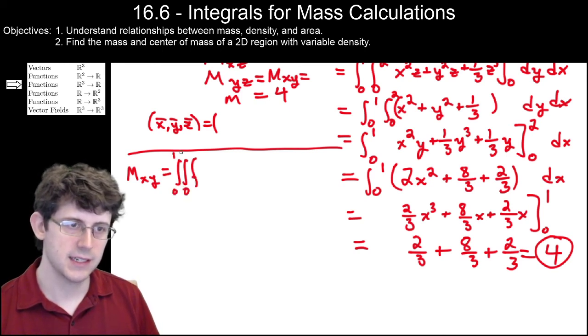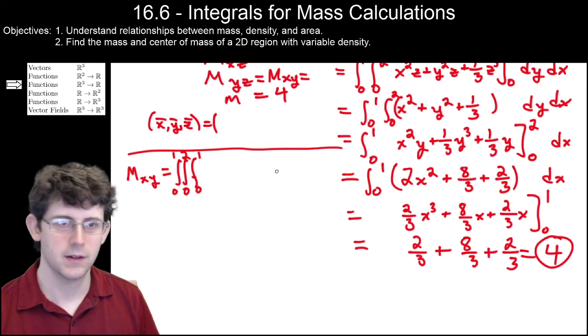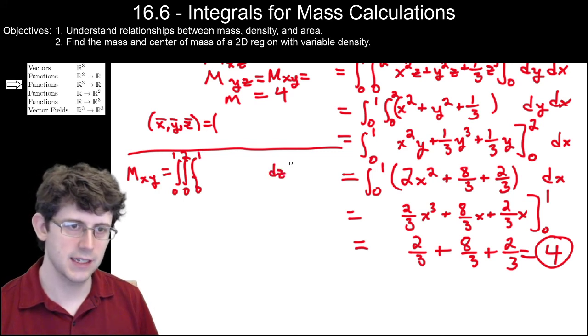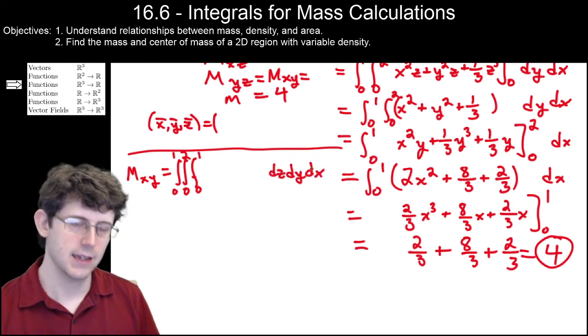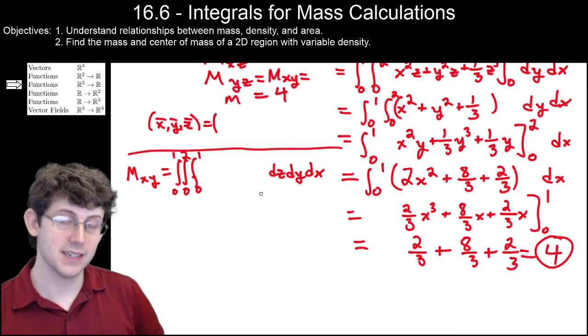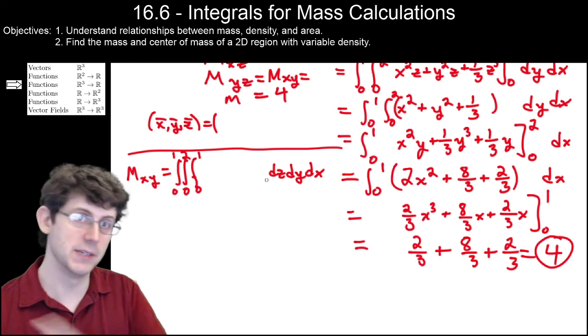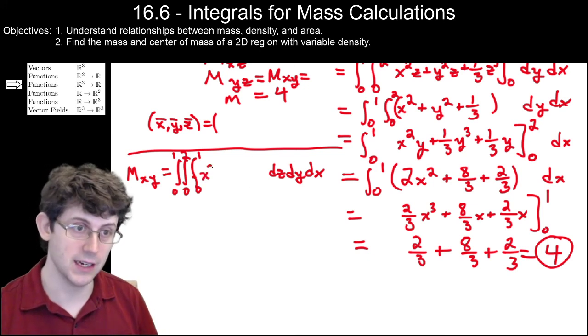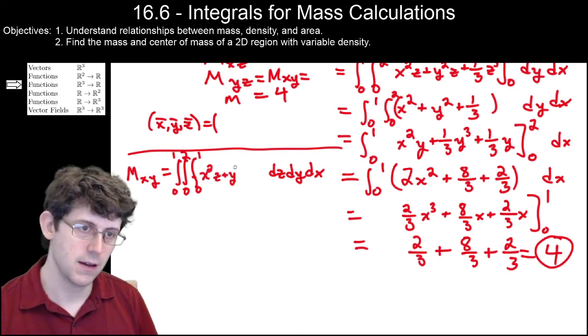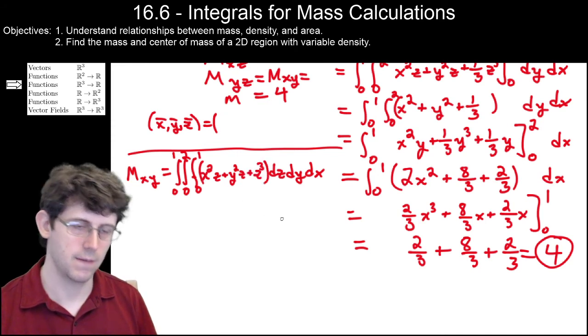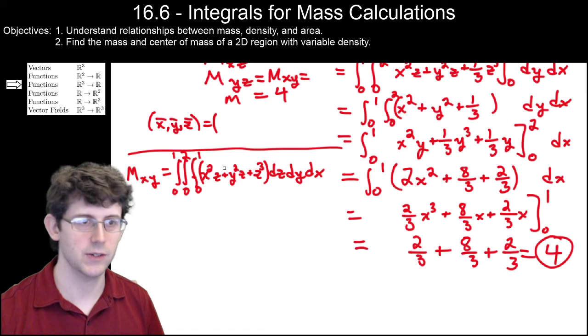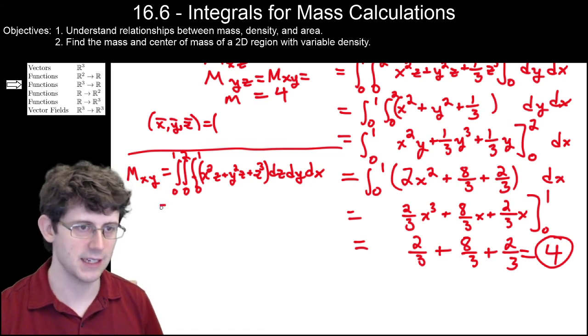Same bounds because it's the same region. This was dz, dy, dx. But now mxy needs to multiply the mass by the displacement away from the xy plane. So we multiply it all through by z before we do the integral. Then just do it all. So take the z integral of this.